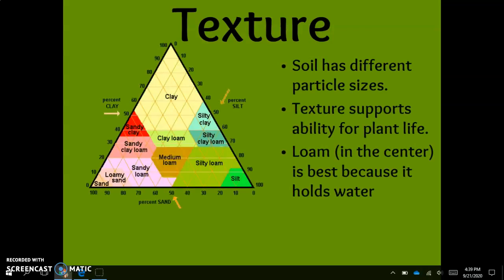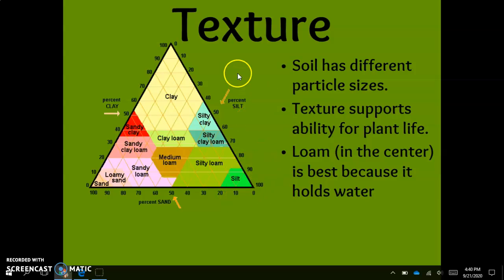Soil can have different textures. So soil has different particle sizes. Here up top, clay. Clay is the smallest particle. So it can hold water really well, and it's not very permeable. Sand is the largest, and sand is very porous, so water will run right through. And then you have silt as your intermediate.